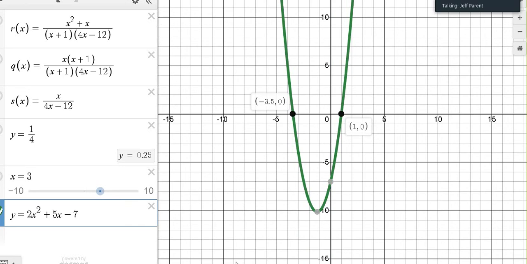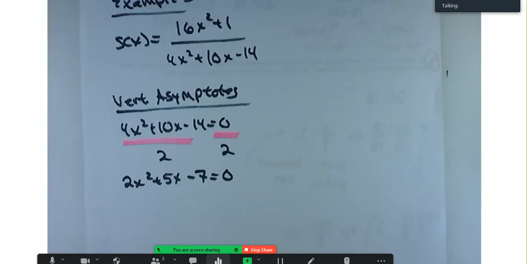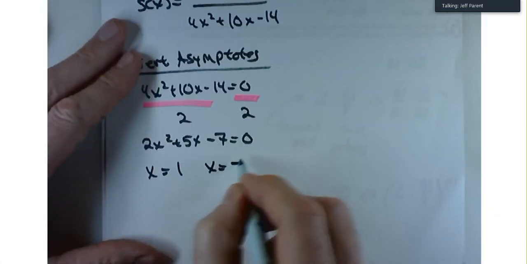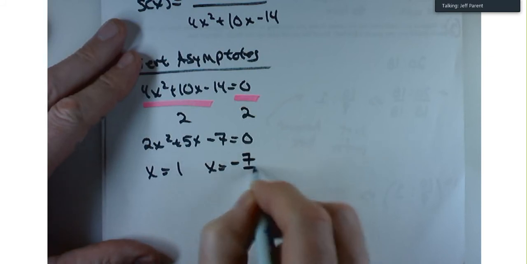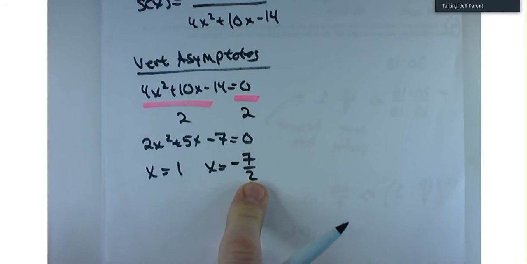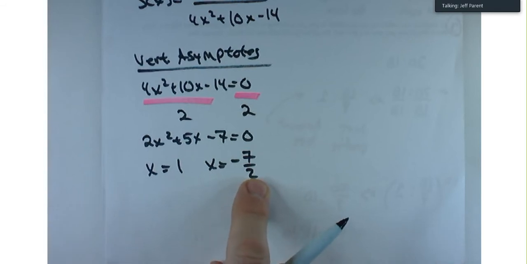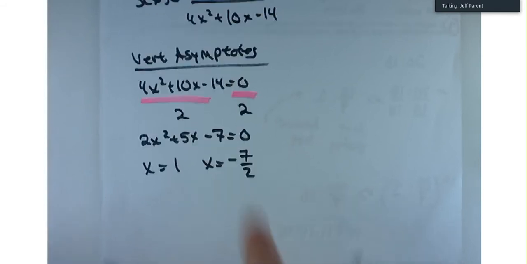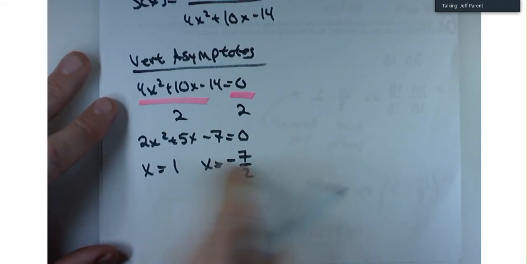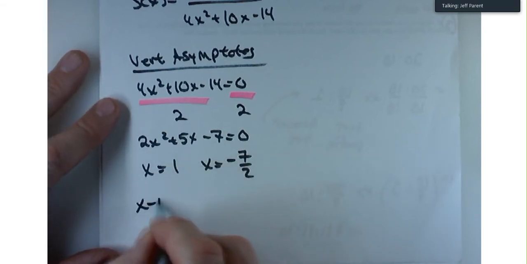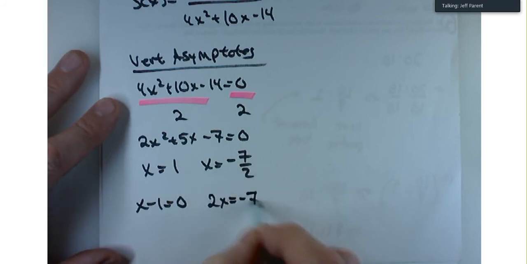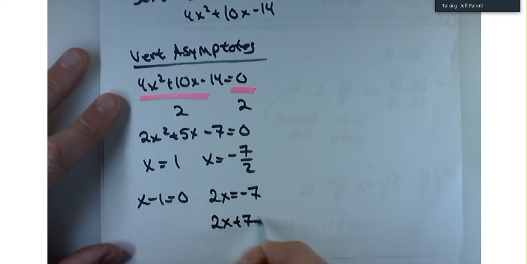So I've got x equals 1 and x equals -3.5, which I'll write as -7 over 2. Those should be my vertical asymptotes. I really don't have to go any farther than that. Just as a reminder, coming full circle with stuff we've done earlier, x minus 1 equals 0, 2x equals negative 7, or 2x plus 7 equals 0.